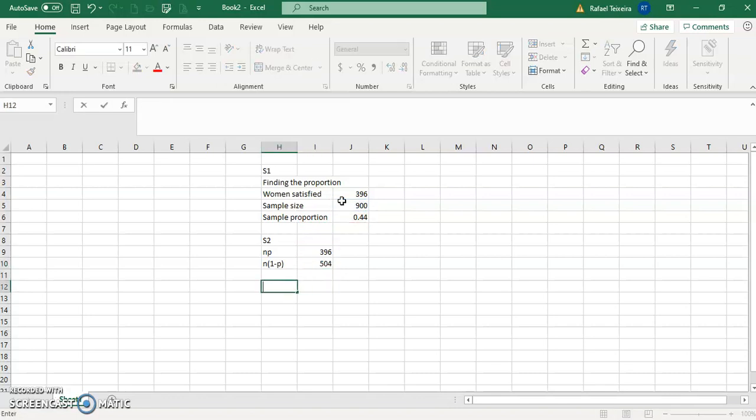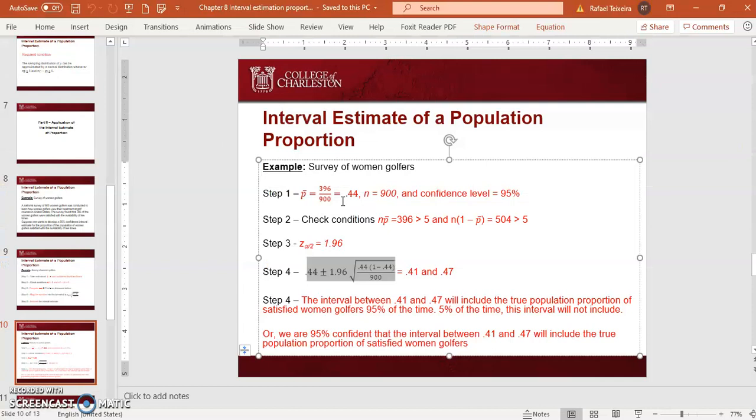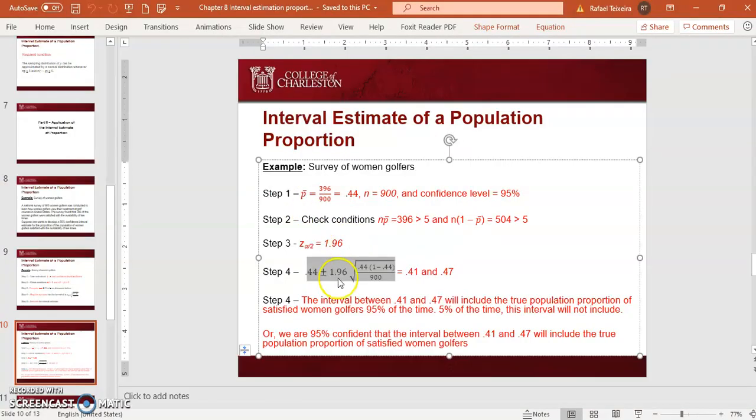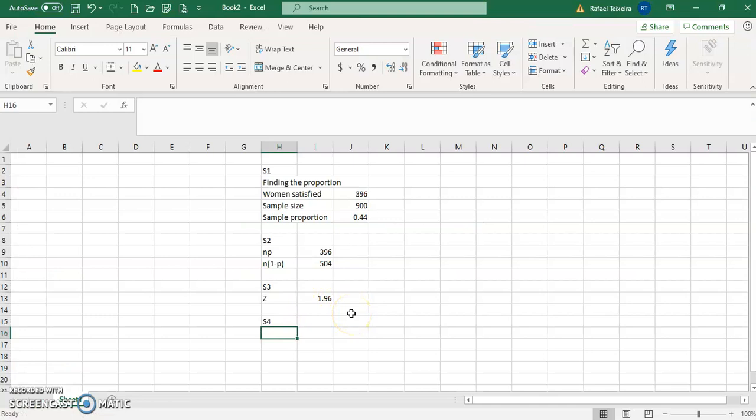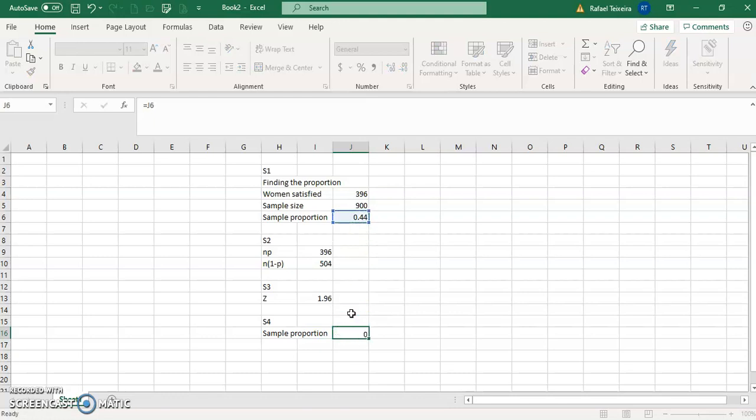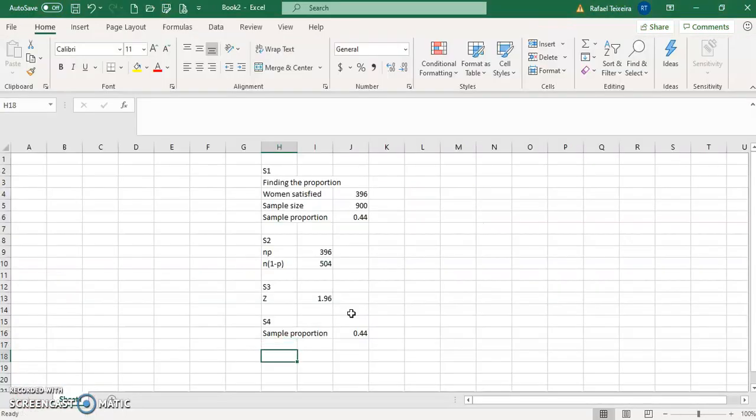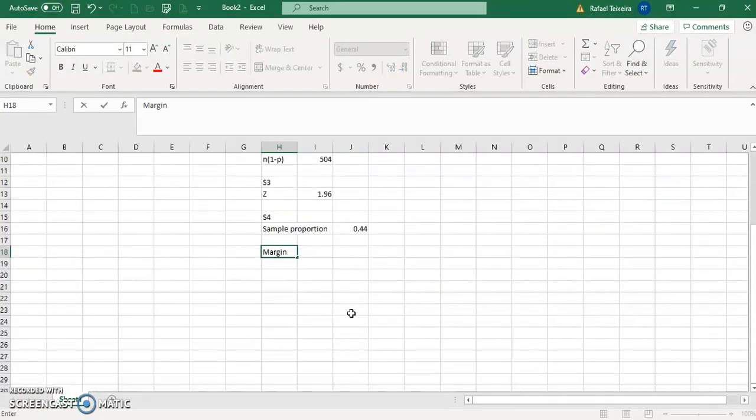Okay, step number 3, z is equal to 1.96. You have a video about how to find the z, so I'm not going to do it here. Step number 4, add the numbers. So you have the sample proportion, which is equal to 0.44. You can type that so you don't have to select the cells. And then you have the margin. Let's compute the margin of error. Let me do this here, margin of error.